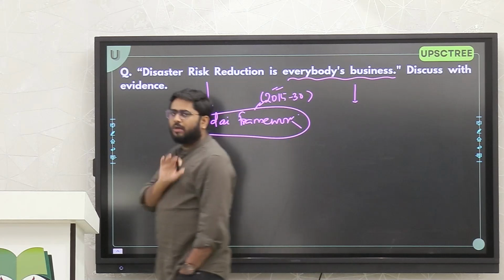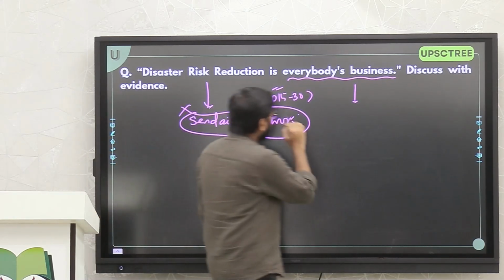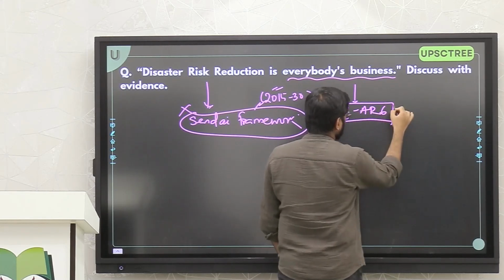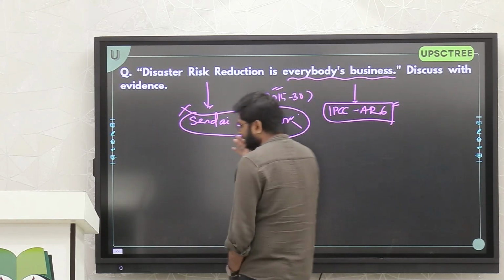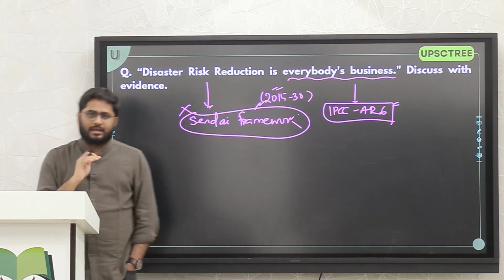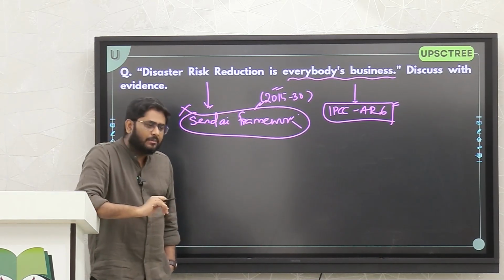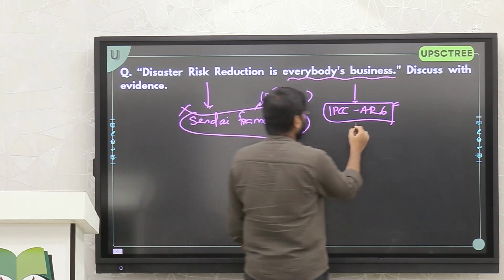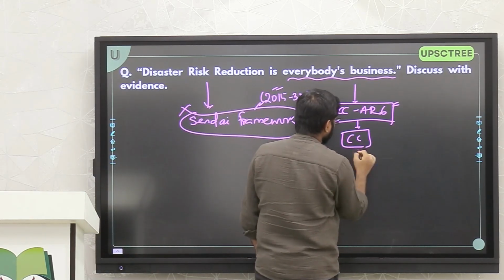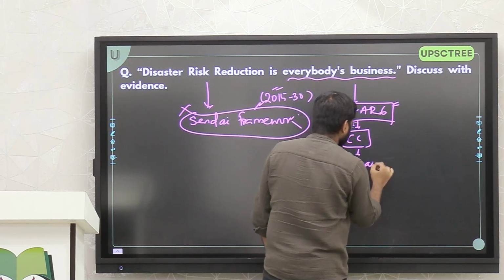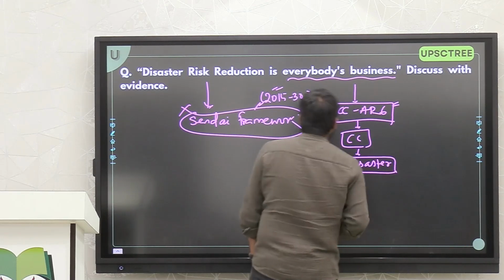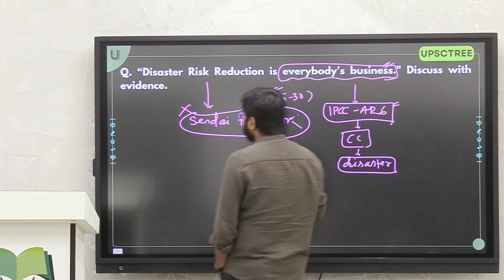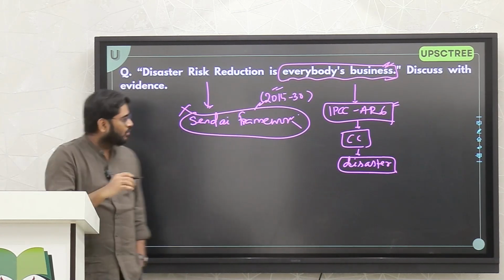Because here you have to find out what you can use. The IPCC sixth assessment report, the recent report given by the IPCC, says that climate change is anthropogenic, it is already happening, and we won't be able to reverse it. So you have to talk about climate change induced disasters. Because see, whenever something is everybody's business, why should everybody be worried about it? Obviously. Why?